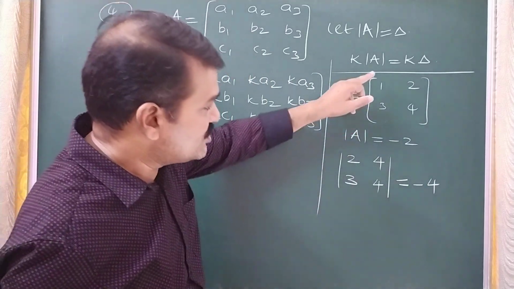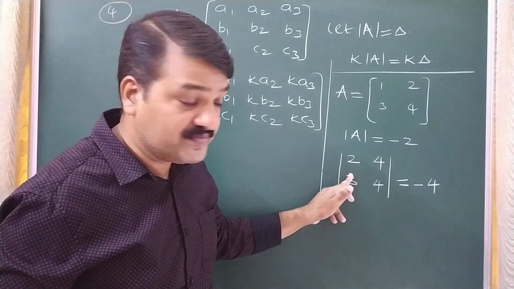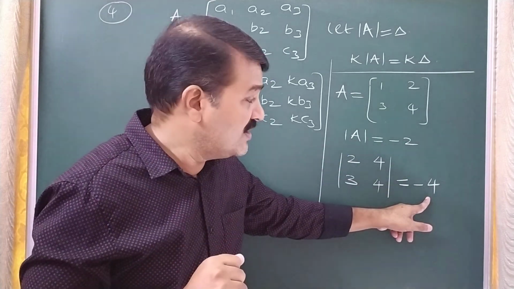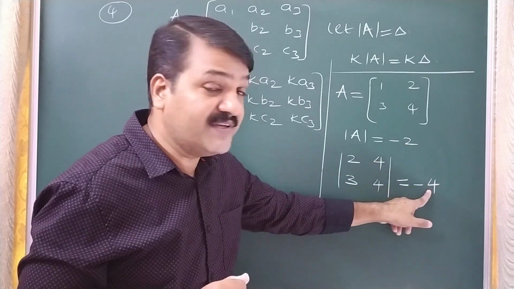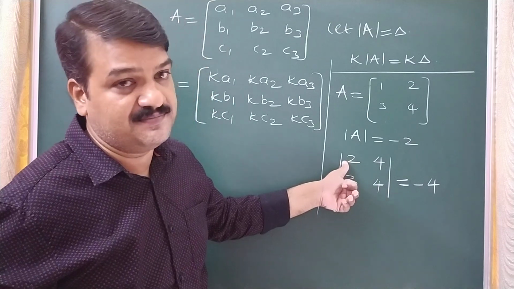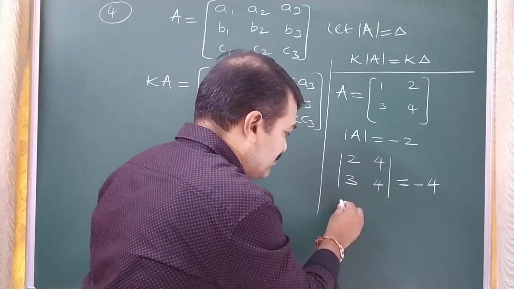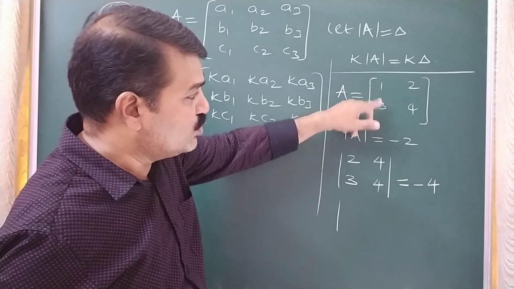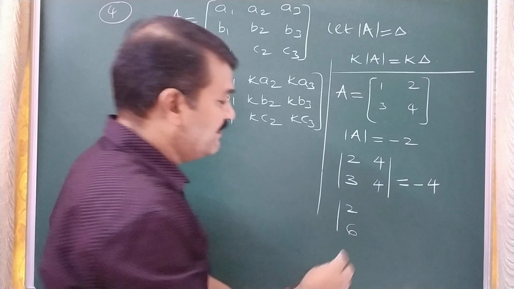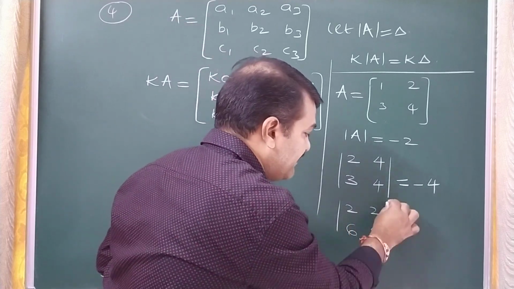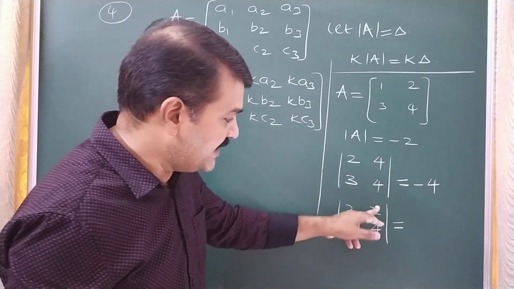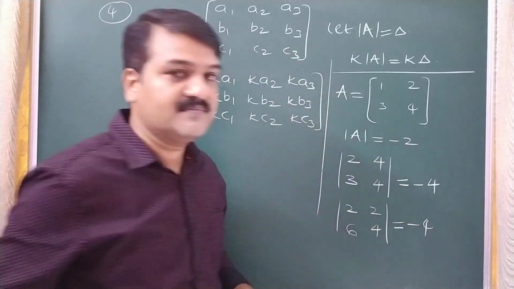See carefully. First row is multiplied with 2. Determinant, you are getting 2 times. That is what I told. When the determinant is multiplied with 2, you are getting this, no? That 2 is multiplied to the first row here. Okay. So I will show you one more example. If I multiply the first column with 2, I will get like this. Find the determinant. It is going to be 8 minus 12, minus 4 only.